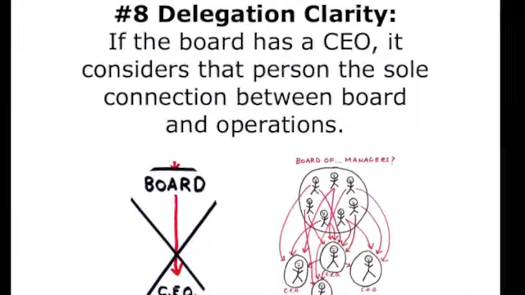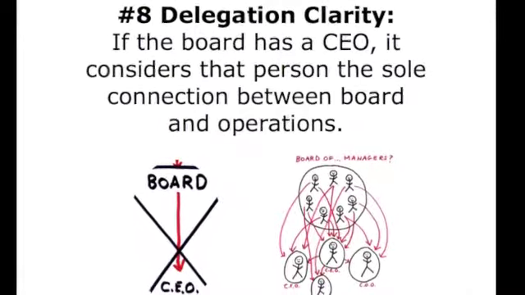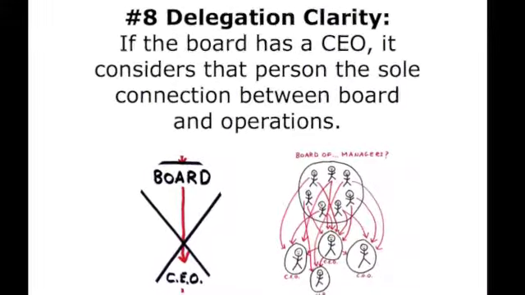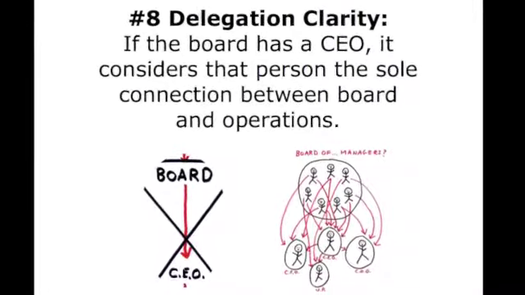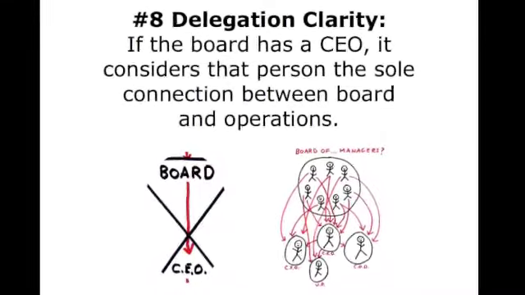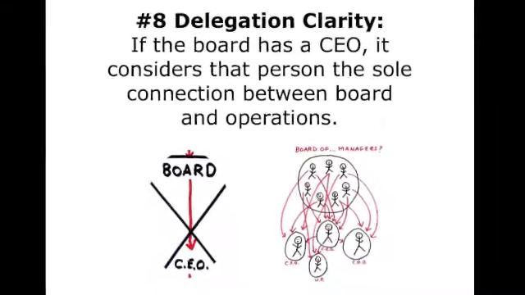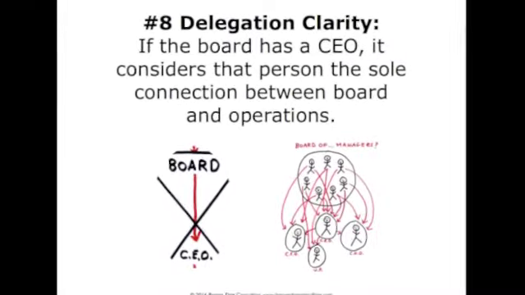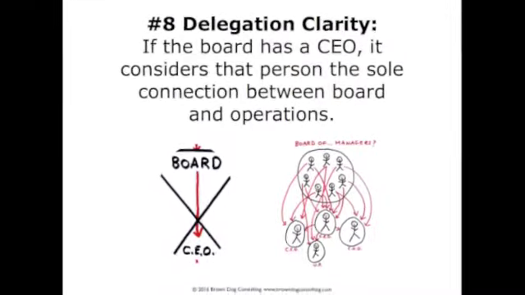The eighth principle simply sets out the need for delegation clarity and coherence. If the board has a CEO, it considers that person the sole connection between board and operations. And if the board creates a committee, it ensures that that committee's work does not interfere with things that the board has already delegated to the CEO.